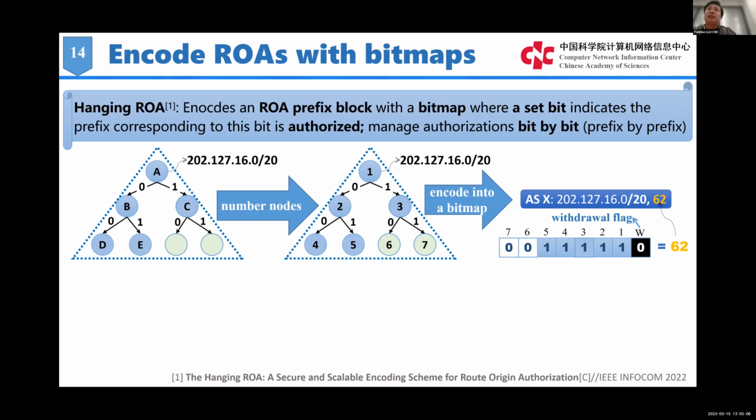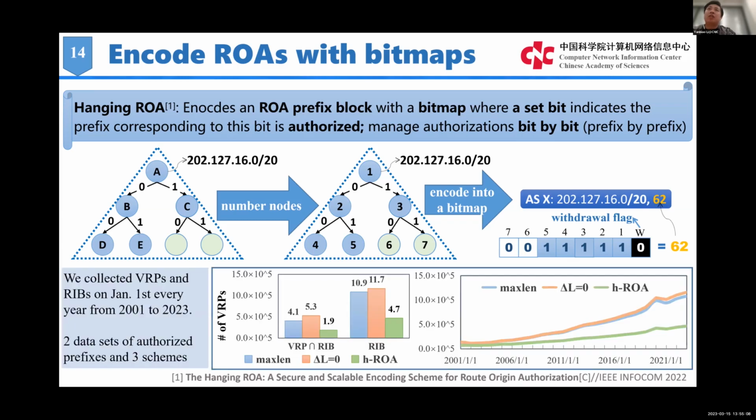To evaluate the encoding efficiency of HROA, we collected VRPs and the RIB on the same day and constructed 2 sets of authorized prefixes. First, all the prefixes in the RIB that are contained in the VRP make up a dataset, which represents the current status, while all the prefixes in the RIB can form a dataset representing the future, where all routes are protected by RPKI.